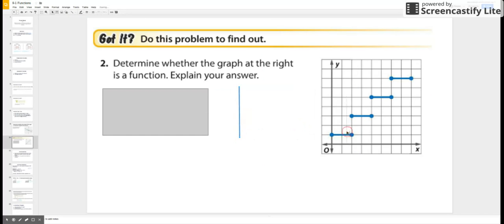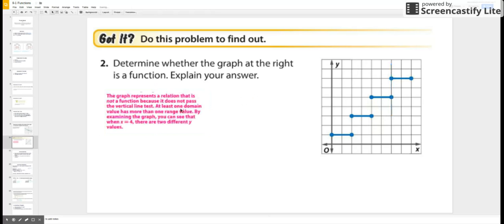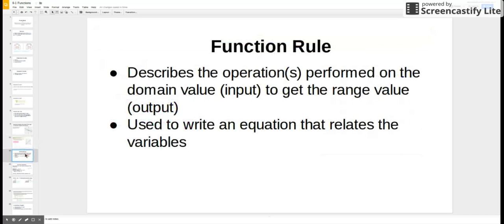So I have a straight line, I have a pencil. It actually goes through more than one point at the same time. So this would not be a function because it doesn't pass the vertical line test. At least one domain value has more than one range value. So when x equals 4, 1, 2, 3, 4, there are two different y values. There's a y value here and a y value here. That's why it's not a function.